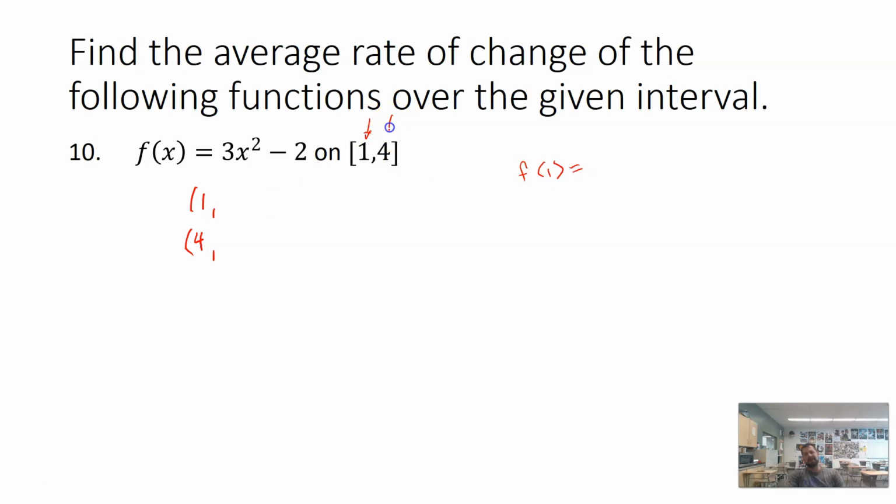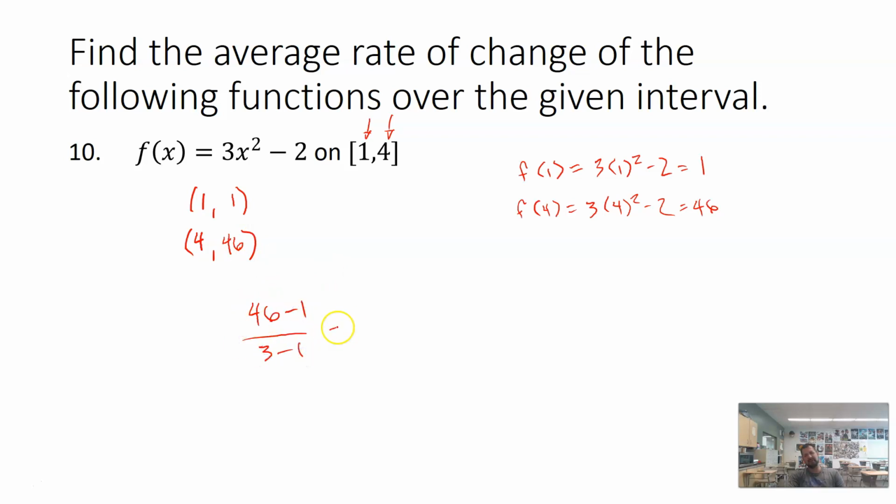These are both the x values of those points. So I get 3 times 1 squared minus 2, which gives me 1. So I've got one point that is 1, 1, and then f of 4, I go 3 times 4 squared minus 2. 4 squared is 16 times 3 is 48 minus 2 is 46. So I've got the point 4, 46. When I want to find average rate of change, that's just the slope between those 2 points.